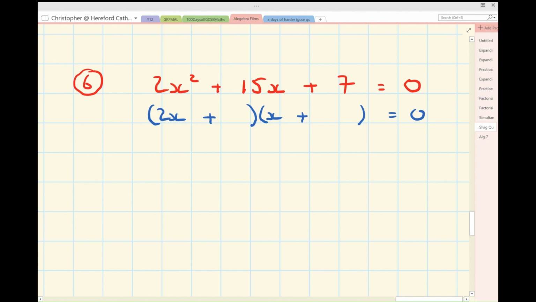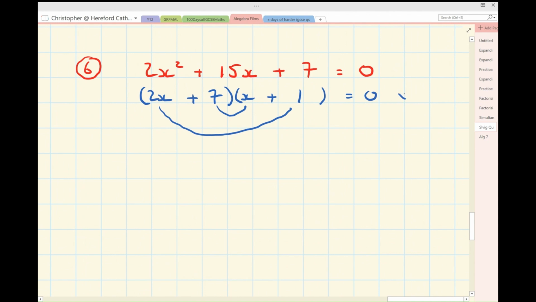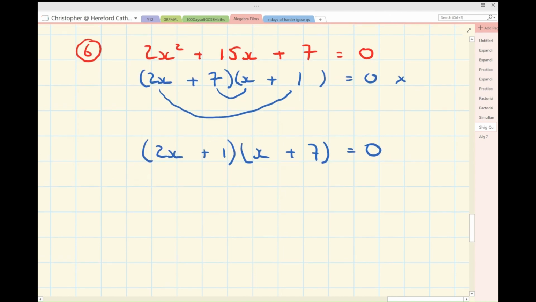So I'm going to try 7 and 1. Let's see how many x's that would give me. 7x's and 2x's make 9x's, so that's not going to work. So instead, it must be 1 and 7. Let's just check that. If I were to multiply that out, I get 1x from the nose, 14x from the mouth would give me the 15x. It's good. So there it is factorised.